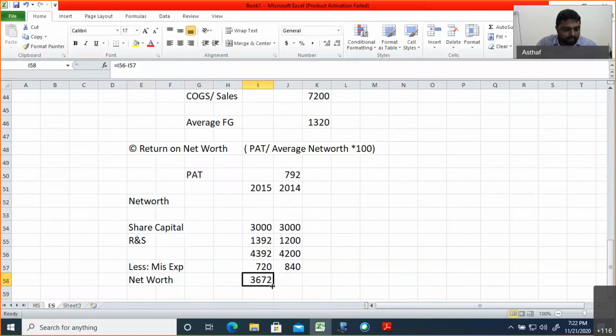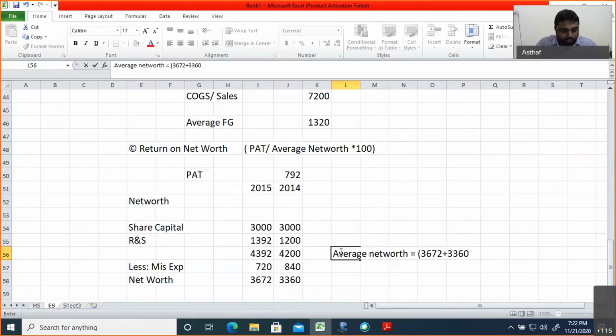So 3672. So average net worth will be what? Average net worth will be 3672 plus 3360 divided by 2. So what will be the answer? 3516.